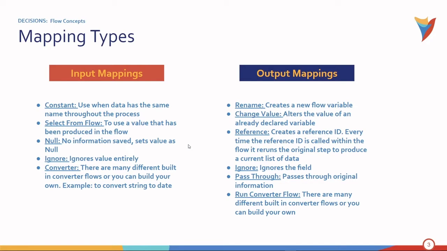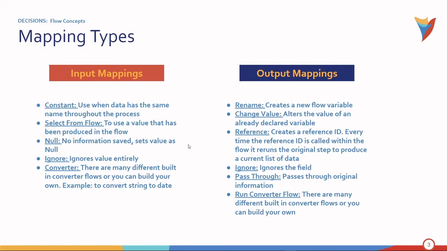Select from flow. This is most commonly used when you want to use a value that has already been produced in the flow. So this is a way that you can bring in data inside of the step from earlier inside of the flow or from a database, however it's brought inside of the flow. You can use this option to pass that data inside of the step.